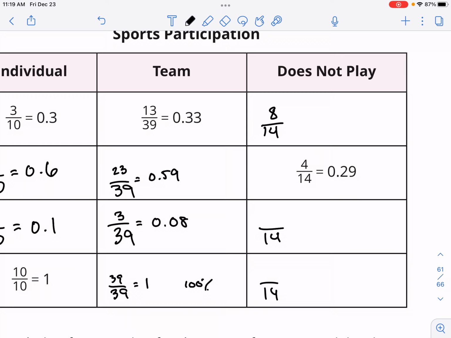That do not play a sport, left-handed. There are 8 left-handed people that do not play a sport, so that is 0.57. There's a total of 2 people that are mixed-handed out of 14, so 0.14. And this is also 1. Okay.